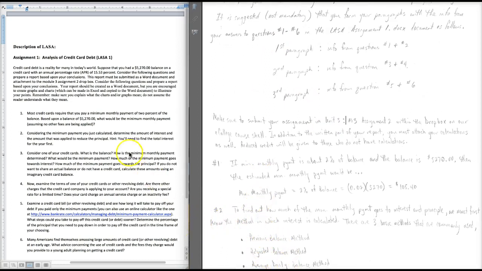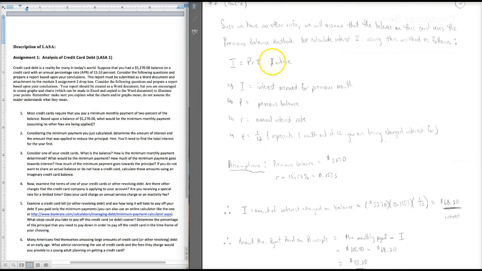Now, let me move this up here. So for part 2, remember it says considering the minimum payment you just calculated, determine the amount of interest that would be applied. Now, here we know that there are 3 basic types of interest calculating methods when we talk about credit cards. We have what's called the previous balance method, adjusted balance method, and the average daily balance method. And more than likely, your credit card, if you do have a personal credit card, is going to use the average daily balance method. Okay, just letting you know that. Now, if we go on to the next page here, move this down.